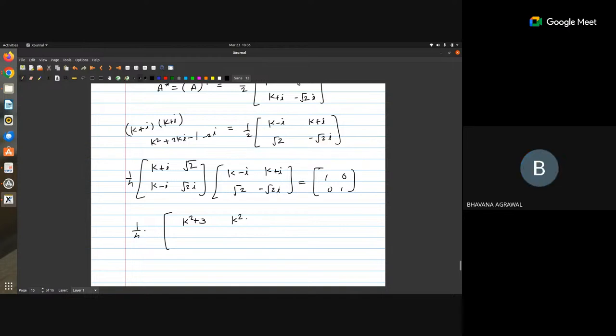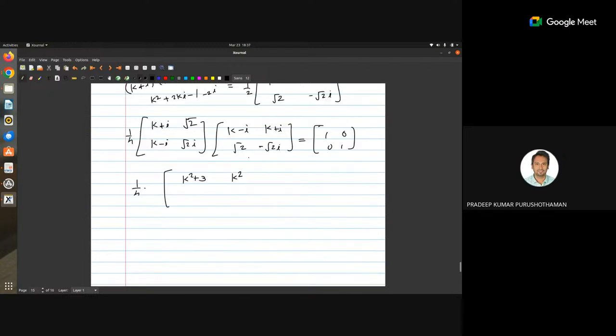Sir, we do not need to do much calculation. We compare k square plus 3 by 4 is equal to 1. Here is the identity matrix, so we find the value of k. Correct, yeah. Even the first column should be good enough. Yes, sure. So if I do that, then k square plus 3 by 4 equals 1, so k square equals 1, and k will be plus minus 1. I think k should be plus minus 1. This should be the correct answer.